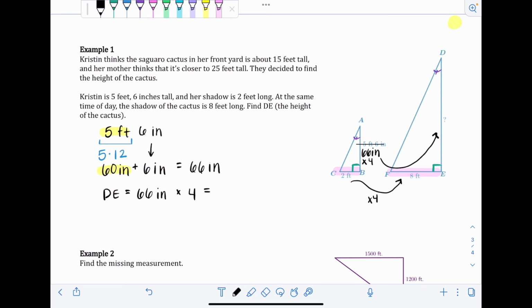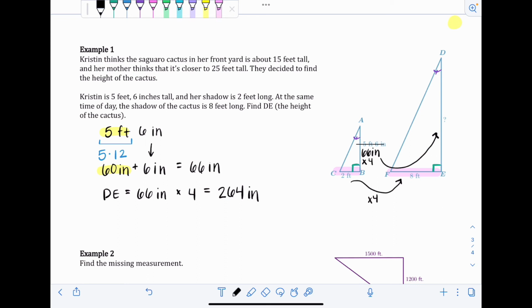So 66 times 4 is 264 inches. And then if you were to describe the height of something, you would never really say 264 inches. That means not that much to the normal person. So we do want to convert it back to feet.